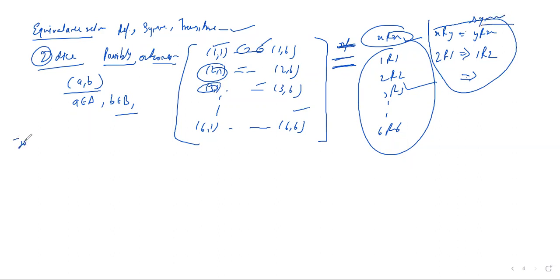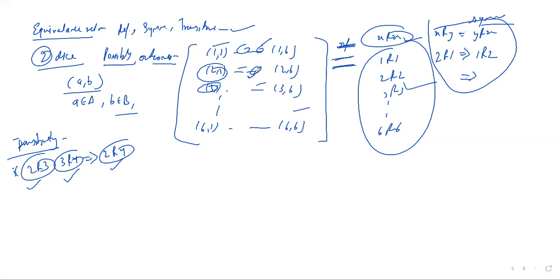Now let's check for transitivity. I'm taking an example like 2 is related to 3 and 3 is related to 4, then is 2 related to 4? Yes, we have an ordered pair 2 comma 3, and we have an ordered pair 3 comma 4, and we also have an ordered pair 2 comma 4, which is like this here. So transitivity also holds here. So the throwing of two dice is an equivalence relation because it is holding reflexivity, symmetricity and transitivity too.